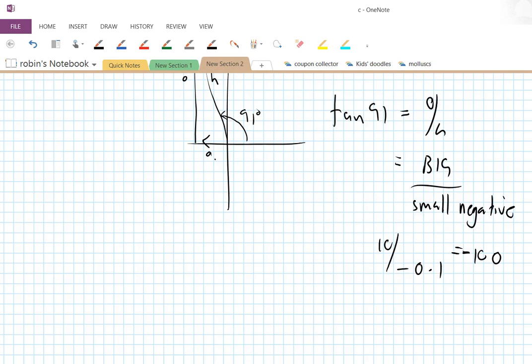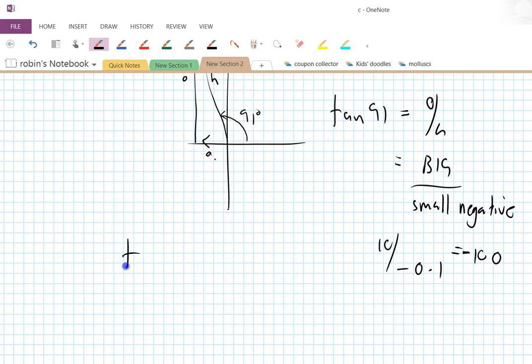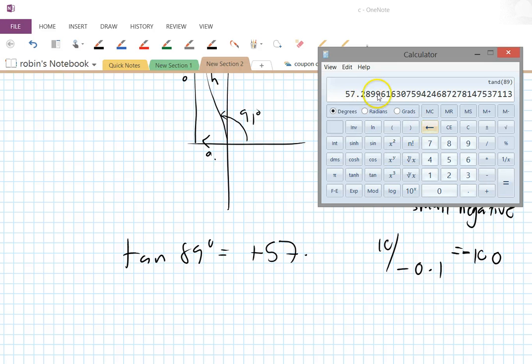Well, let's work it out exactly. If I go back to my trusty calculator here, let's work out tan 89. Well, not exactly, but as near as this thing can do it. Here it is. Tan 89 is 57. I said it was big. So tan 89 degrees equals plus 57 point something. Call it 57.3.